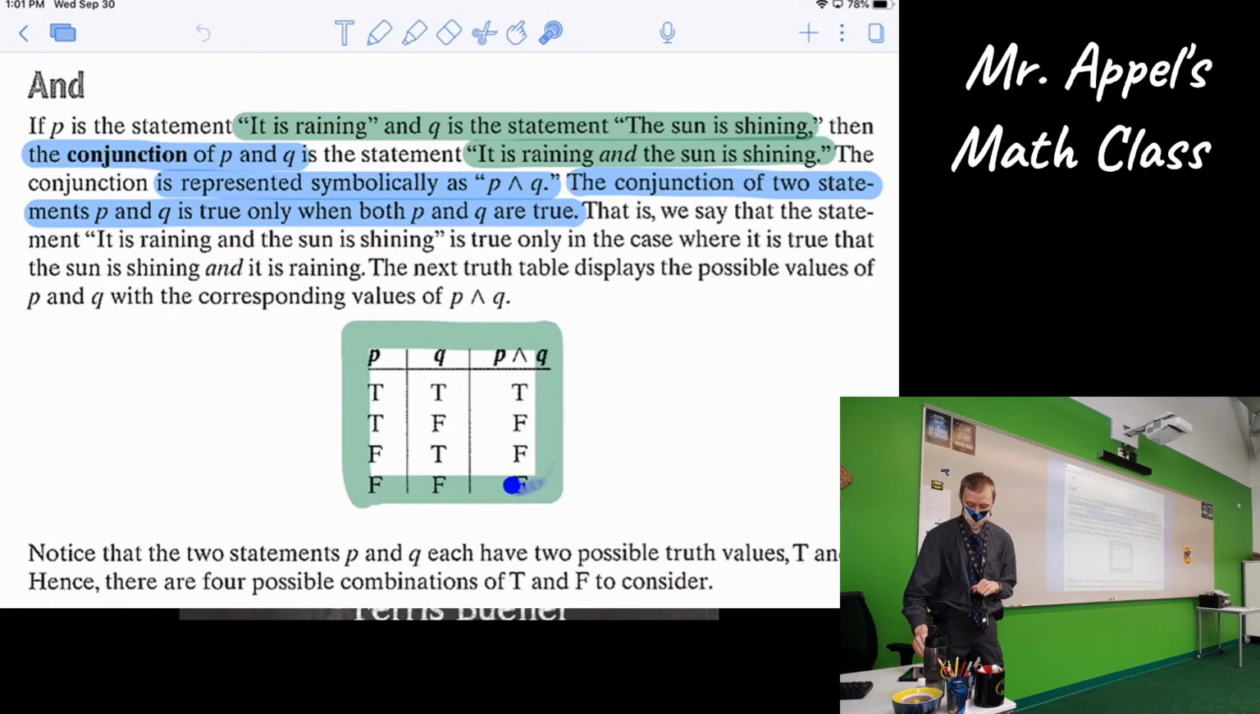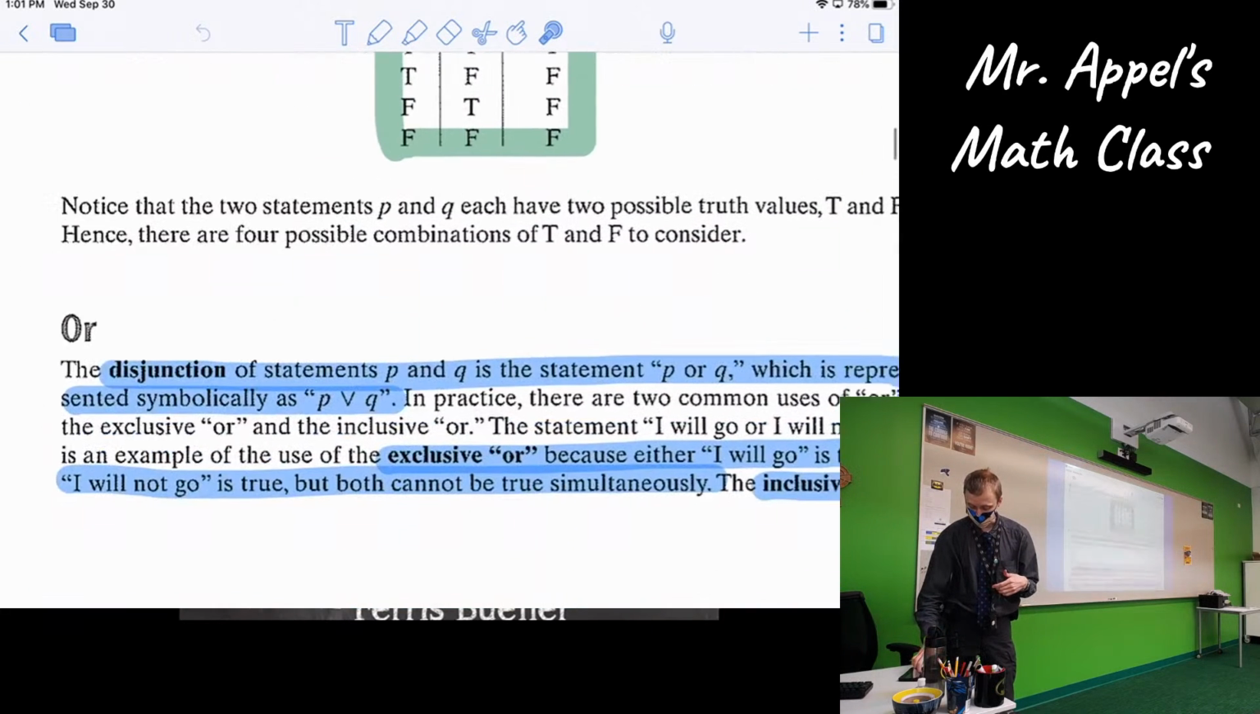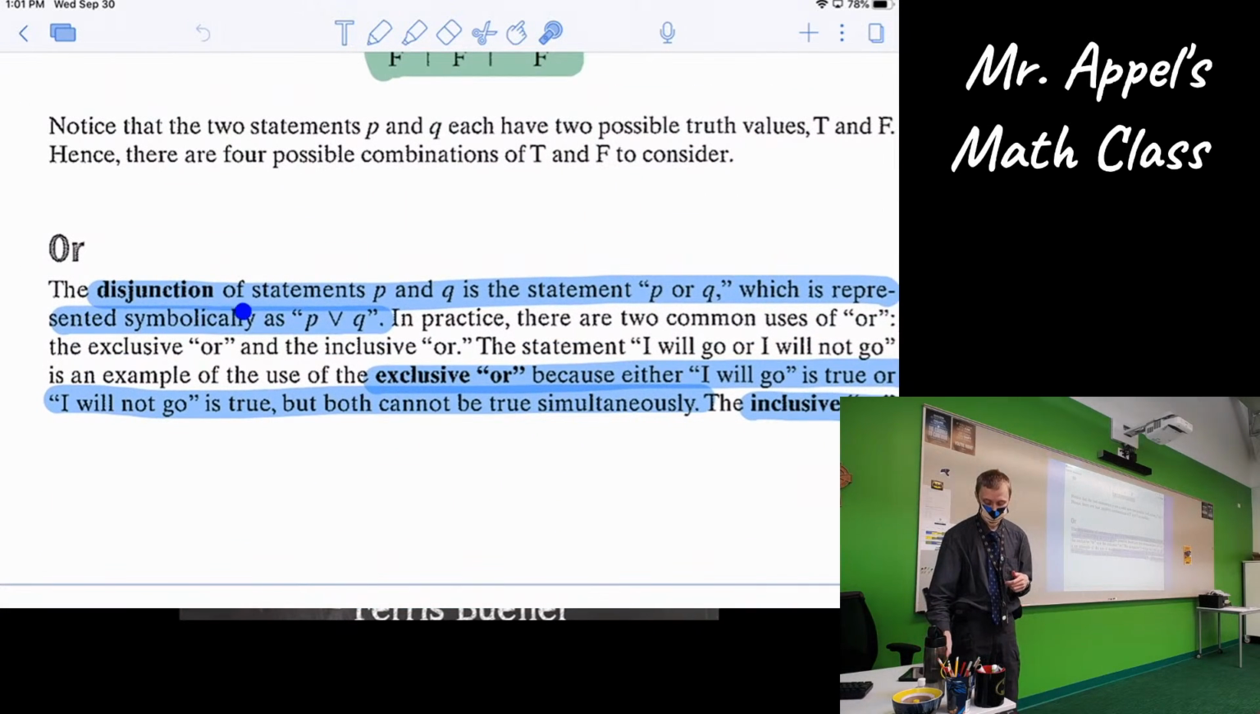Because of this fact right here. It only counts when all of them line up and are true. Contrast that with or, called the disjunction. Again, notice the symbol there is the same thing, but we flipped it upside down.